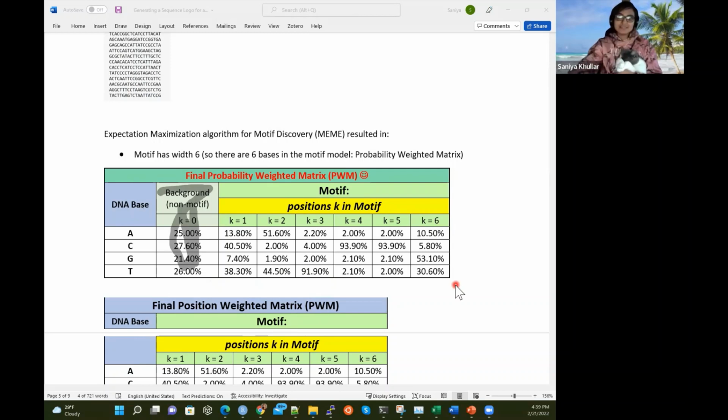So here, just eyeballing what this looks like a bit, we see that this is like a maximum here. It's a C, 40.5% chance of C in the first position of the motif, 51.6% chance of A in the second position of the motif. We're really confident about G in the third position of the motif and about C in the fourth position of the motif. And then C in the fifth position of the motif is like 93.9%. And then G here is 53.1%.